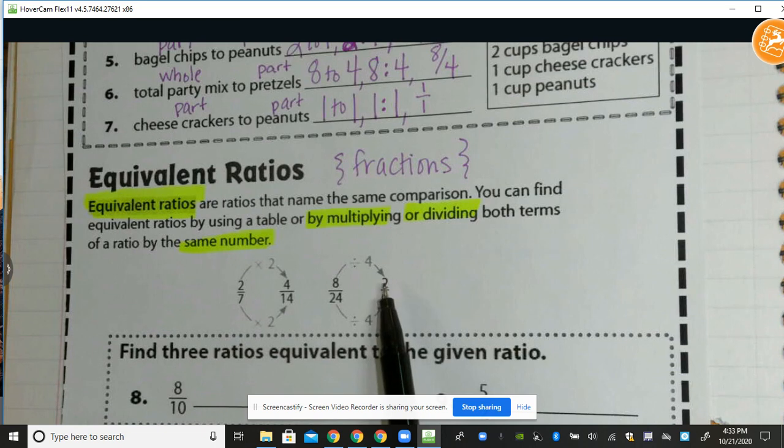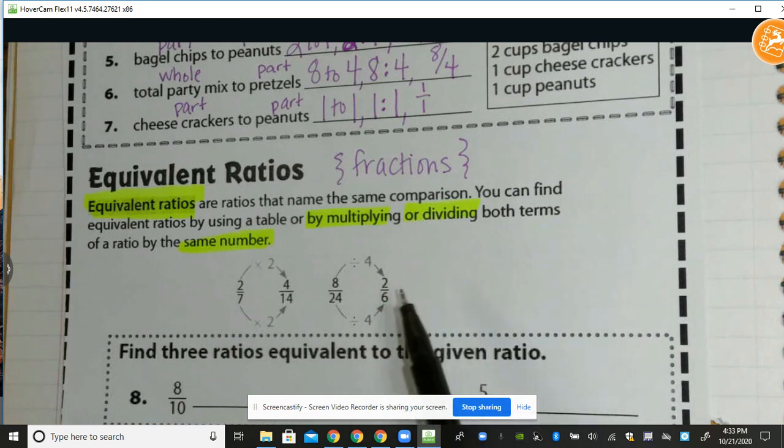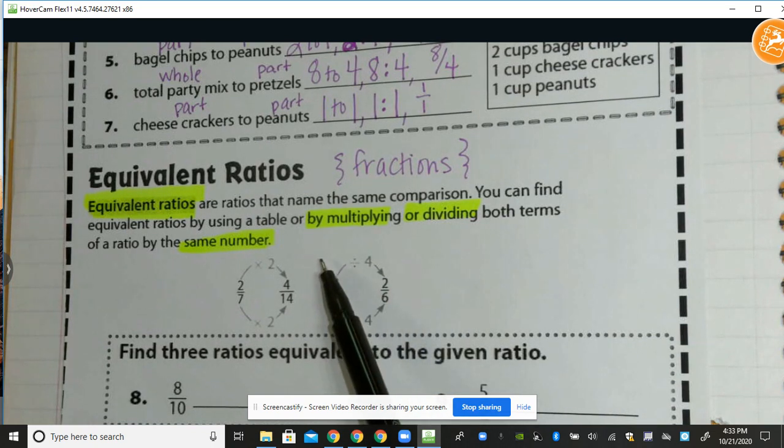8/24 can be divided. We can divide the top and the bottom both by 4, and we get 2/6. Well, let's check it out. They're equivalent. 24 times 2 gives me 48. 6 times 8 gives me 48 as well.